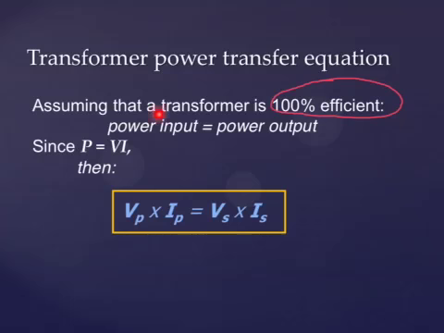For an ideal transformer with 100% efficiency, power input is equal to power output. In other words, there's no power lost. And from here comes this formula: input or primary power equals secondary or output power. Memorize that.